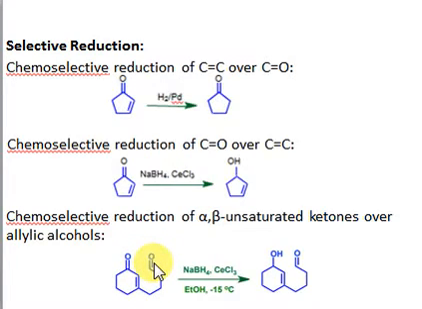So in case you want to reduce this functional group, which is the alpha beta unsaturated system, then you can use sodium borohydride, right?